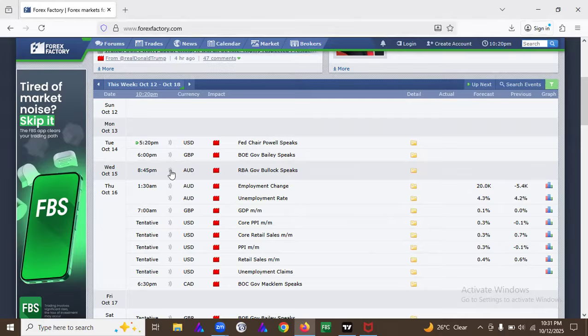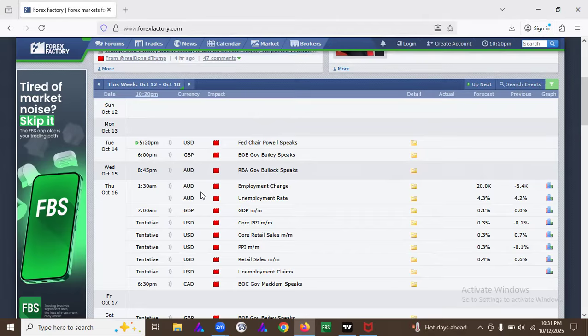So on Wednesday, we have Australian dollar Governor Bullock will be speaking by 8:45 p.m. Nigerian time. I always advise that when the governors of these banks want to speak, it's best that you wait for them to give their speech before you trade that currency, before you trade the currency pairs. That's my advice.